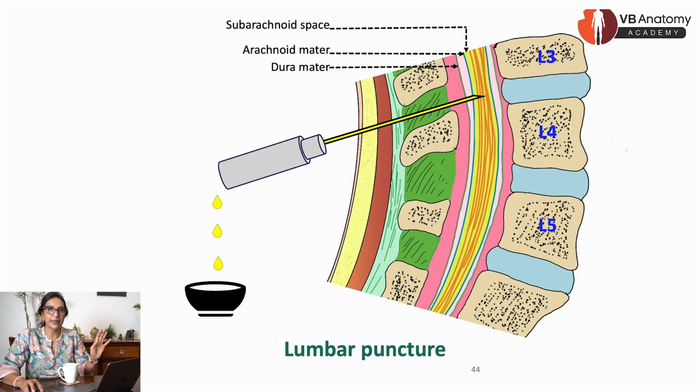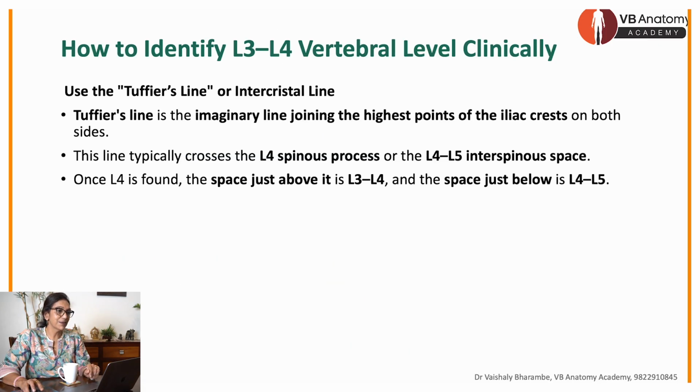Till this, you're very clear. Okay. Question is, how would you reach that? How would you know where to put your needle? So what you do is you draw this Tuffier's line. This line, which is the supracristal plane, will show you the L4 spine. Once you reach the L4 spine, if you go above it, you would go in the L3, L4 space. If you go below it, you would go into the L4, L5 space. Got it? So that's how these surface anatomy planes begin to help you.